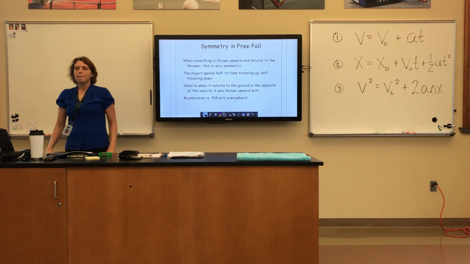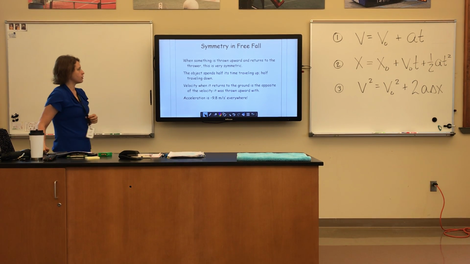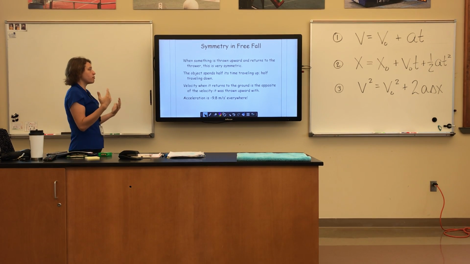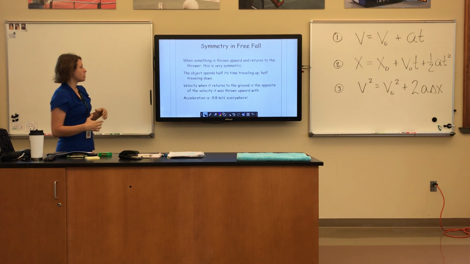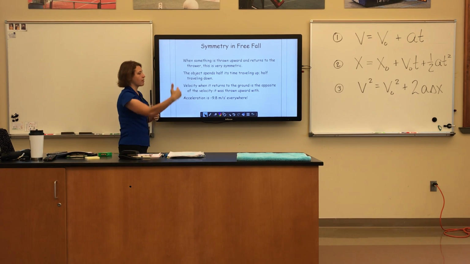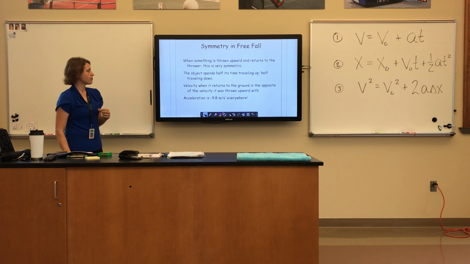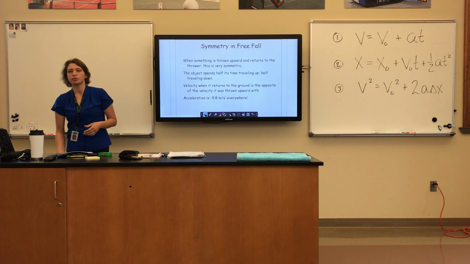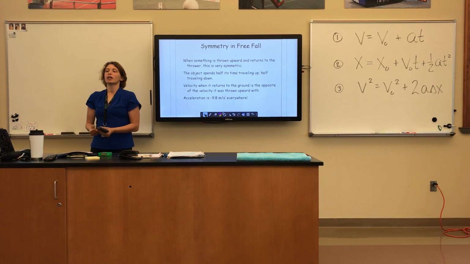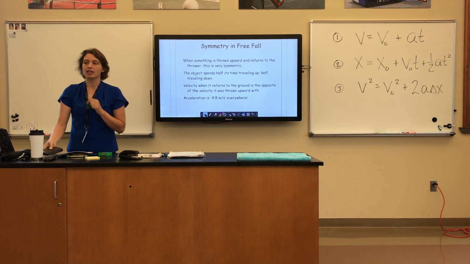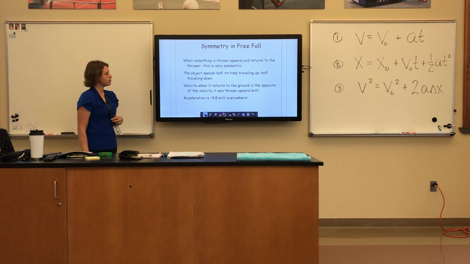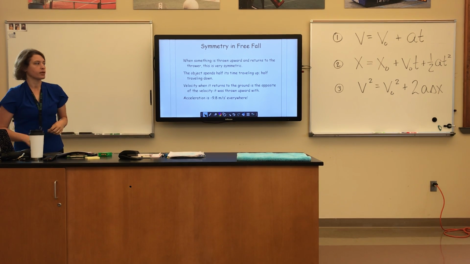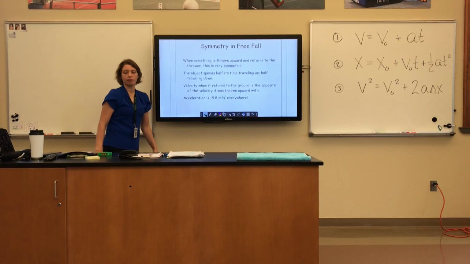Free fall is kind of fun because the motions are very symmetric. When something is thrown upward and it returns, we describe that with what we call parabolic motion. It spends half the time traveling up, half the time traveling back down again. The velocity when the object returns is opposite of the velocity when it's thrown upward. If I throw an object upward at 2 meters per second, when it comes back down to my hand it's going to be moving at negative 2 meters per second. Acceleration is constant everywhere. It's negative 9.8 meters per second squared, no matter where I am in that motion.